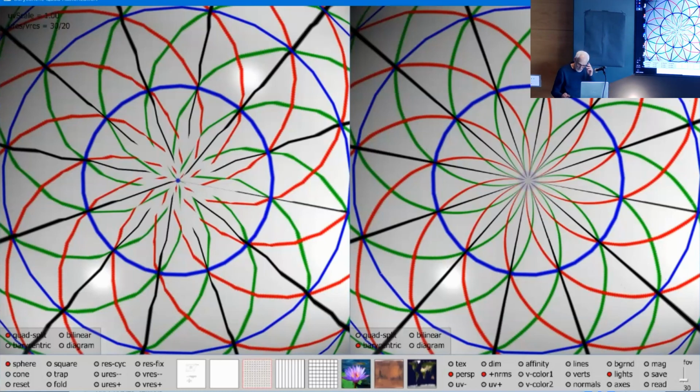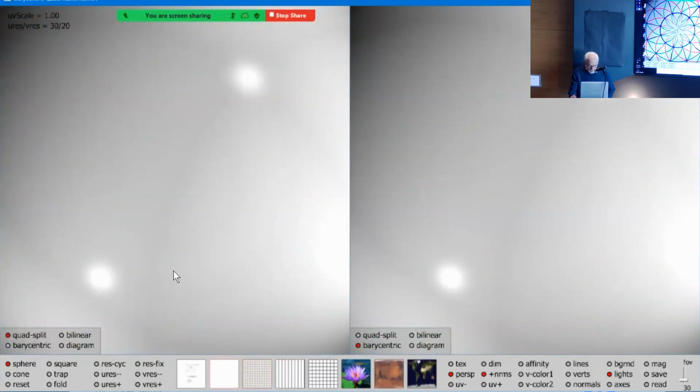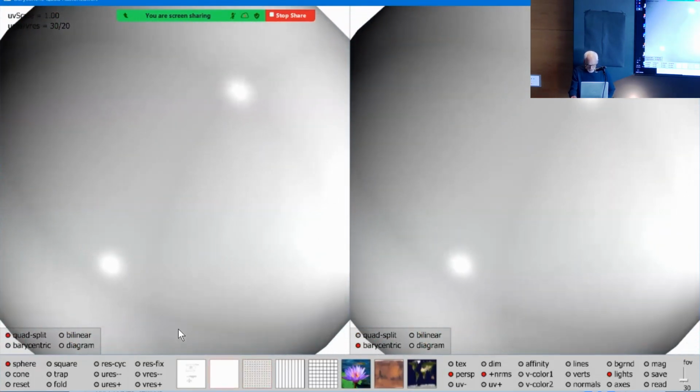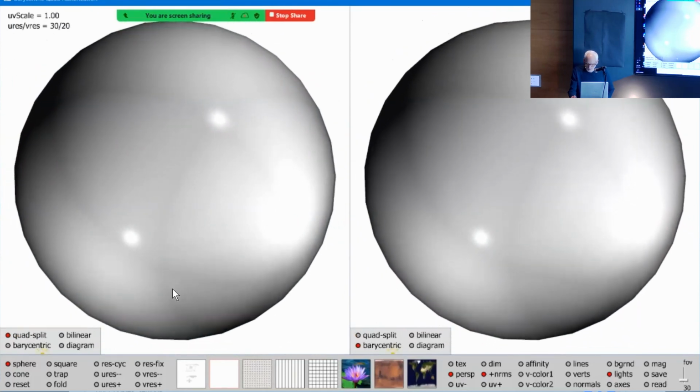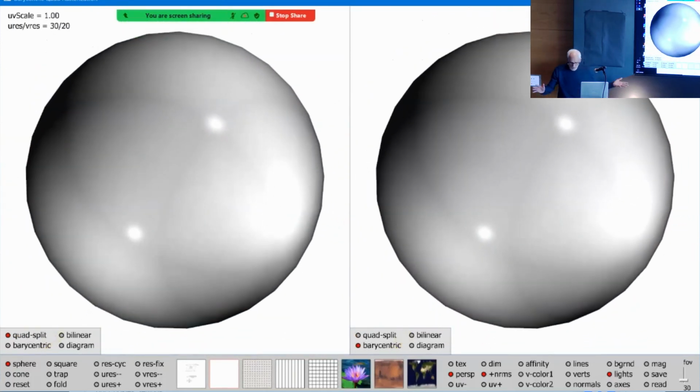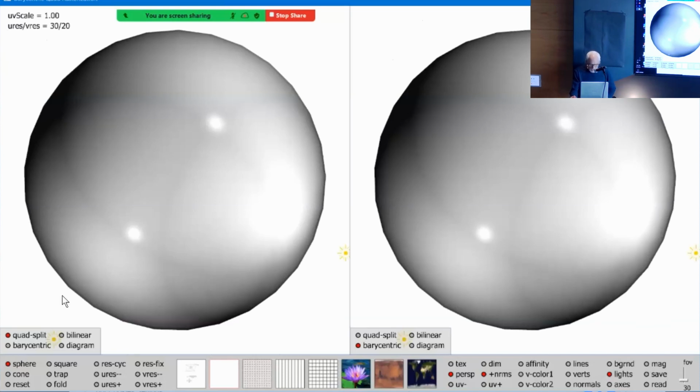What's interesting here is that if I turn off the texture, and let me zoom out a little bit, notice that without the texture, we don't see any of those nasty discontinuities. It kind of looks fine. Why is that? Well, it's because as we go to the pole of a sphere, guess what? The normals all start converging.